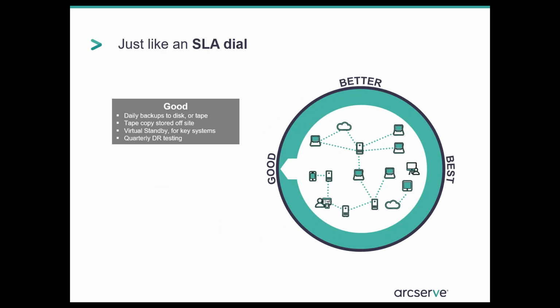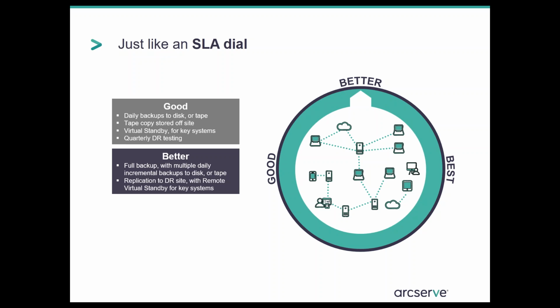It's probably best to think of it like an SLA dial, where we have good, better, and best. We can start using UDP and put a simple data protection policy in place. This is, if you want to think of this like a good protection, where we can do daily backups, whether that's to disk or tape, and then we can do virtual standby for our key systems, and we can do quarterly or half-yearly DR testing.